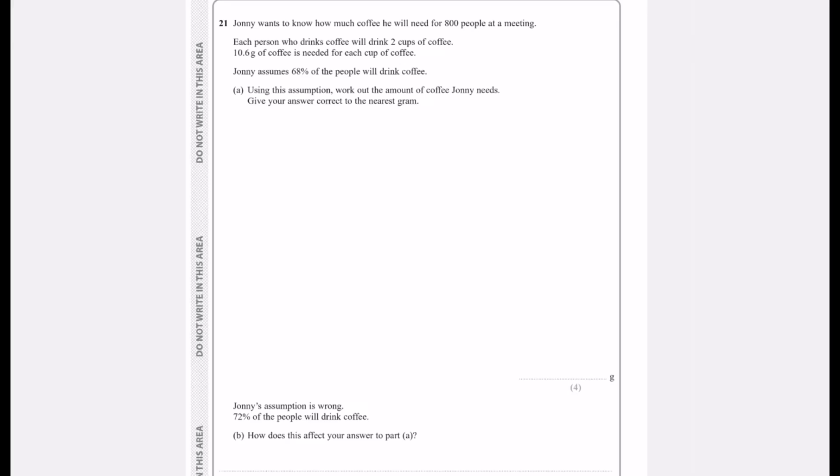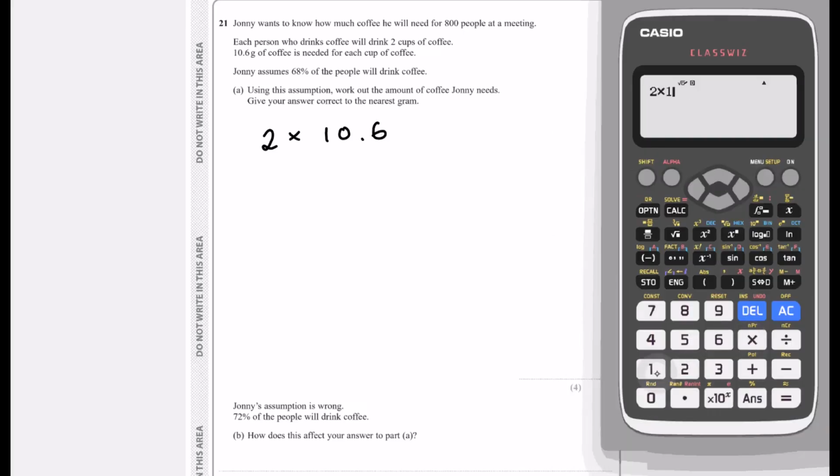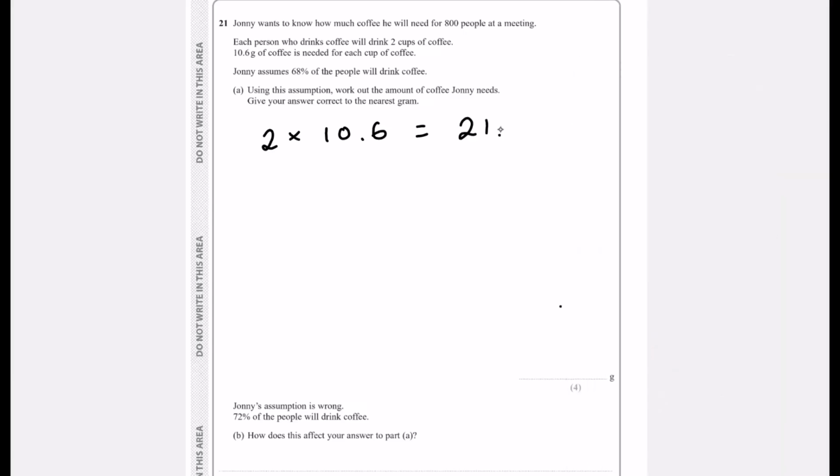Question 21. Johnny wants to know how much coffee he will need for 800 people at a meeting. Each person who drinks coffee will drink 2 cups, 10.6 grams of coffee for each cup. So 2 cups, 10.6 grams per cup. So 2 10.6s. That is 21.2 grams per person.